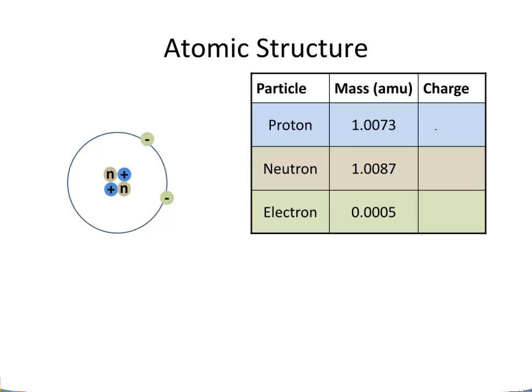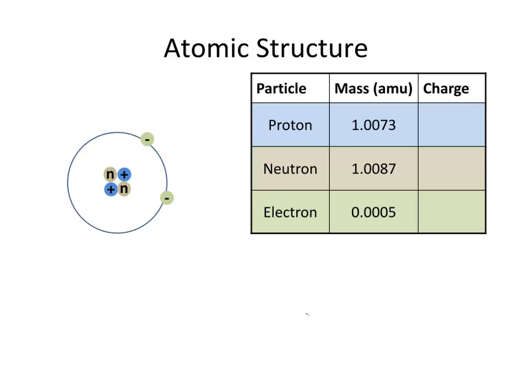In this section, we're going to look at the basics of atomic structure, including how to write atomic symbols, isotopes, and how to calculate average atomic mass. As you probably know, atoms are composed of three types of particles: protons, neutrons, and electrons.